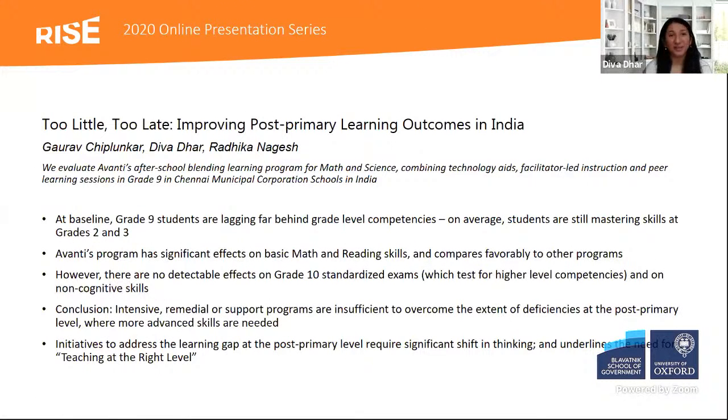Thanks, and hi, everyone. This paper, which is co-authored with Gaurav Chiplunkar and Radhika Nagesh, is really motivated by the issue of low learning levels in India, like in many other developing countries, something that's been one of the core parts of the discussion in the RISE series. At baseline in our sample, we find that grade 9 students are on average still mastering skills at grades 2 and 3. We evaluate a program, which is led by Avanti Fellows, which combines facilitator-led instruction, technology aids, and peer learning. It's a blended learning program, specifically for maths and science for students in Chennai in grade 9.